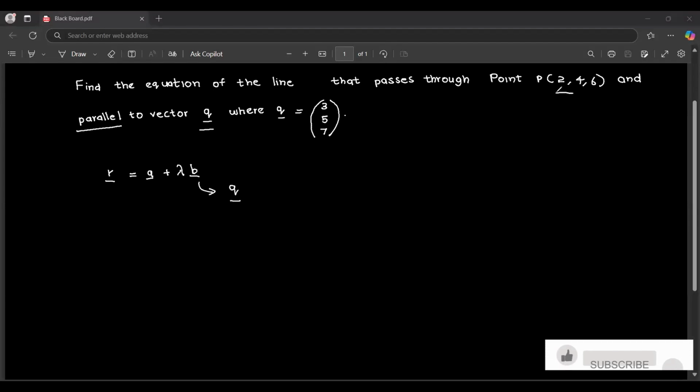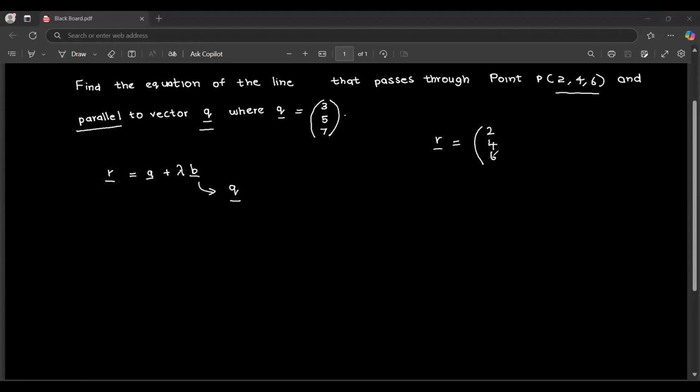And they have also given you the point which is on the line. If a line passes through point P, we can say point P is on the line. So it can be rewritten as a vector equation: r = the position vector (2, 4, 6) plus λ times b, which in this case is vector q, so I can write (3, 5, 7).